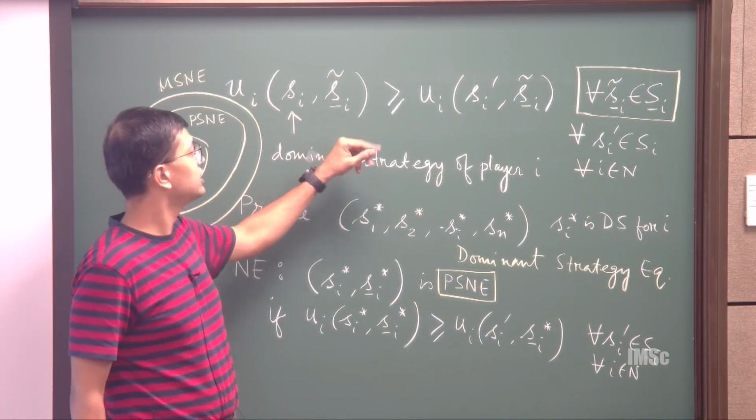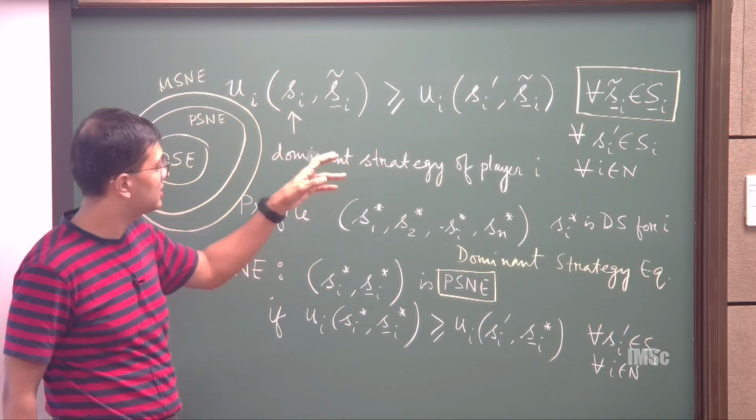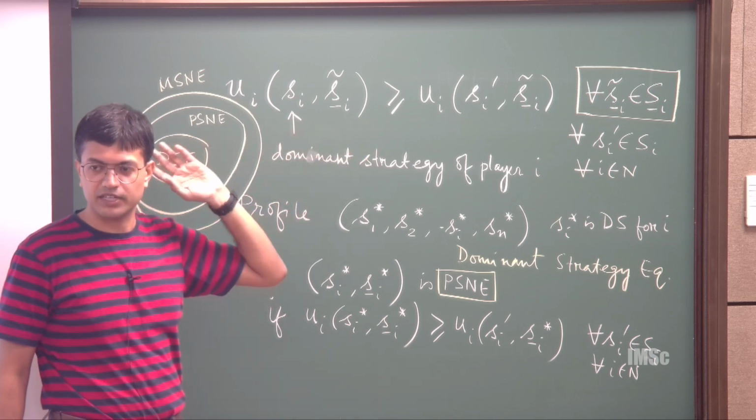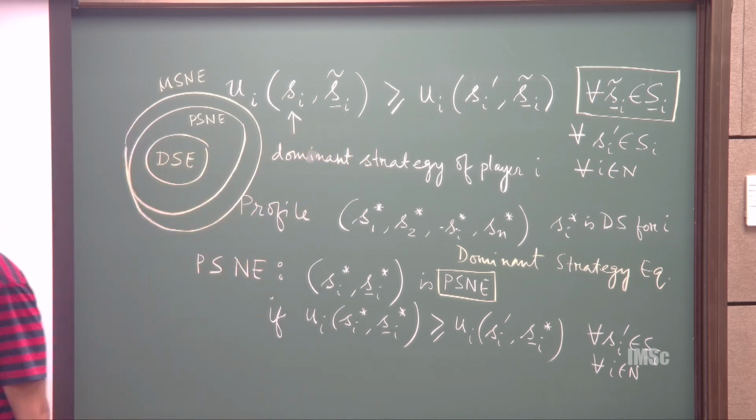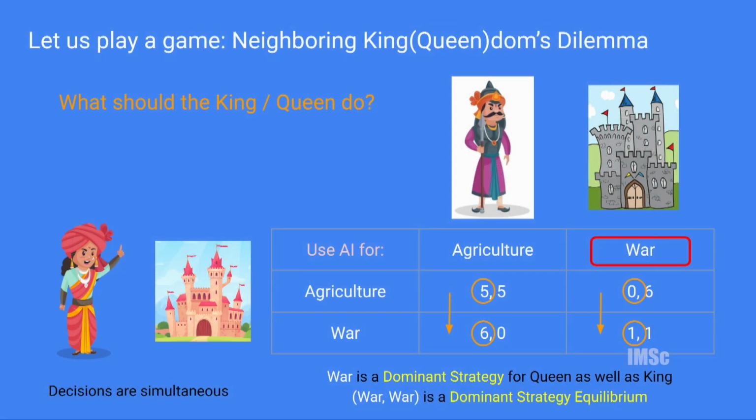You can vary the S minus I tildes for all the other players. This inequality should get satisfied. Then we will call that Si is a dominant strategy for player I, which is a distinguished player. So everyone is clear about this? Good to go? So as we said, this war is a dominant strategy equilibrium, and as we have argued, this is also a Nash equilibrium, a pure strategy Nash equilibrium, but it's important to notice the difference, because that will be very important.